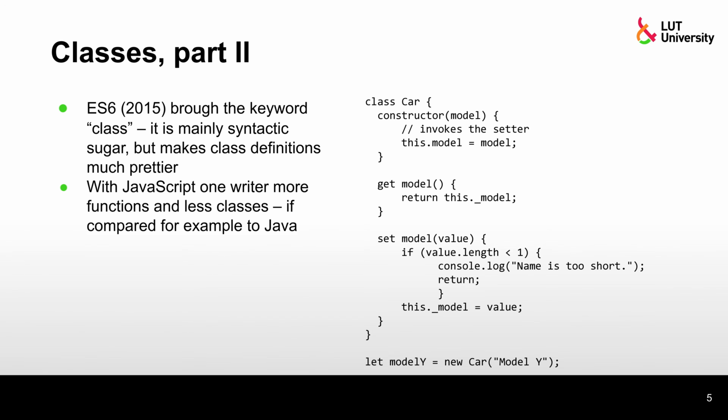So here we are defining a class called car. It has a constructor, which is invoking this setter method. So we have a set model and get model. So there is one member variable model, and then we have a way to return the model and set the model. And in the set part, we just check that if the name is too short, then we are not setting the value. And once again, we can create a new object out of this class. Teslas here and there.